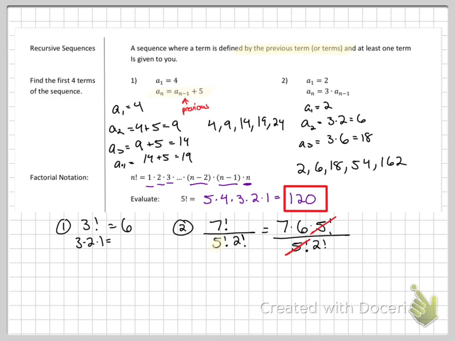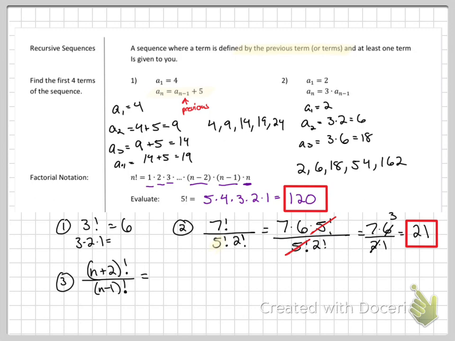Now I'm left with 7 times 6 over, remember 2 factorial is 2 times 1, and now I can reduce further. 2 goes into 6 3 times, and the answer ends up being 21. Without ever using a calculator, you are expected to be able to do this. Also, you're expected to be able to do it with variables. So what if we had n plus 2 factorial divided by n minus 1 factorial?